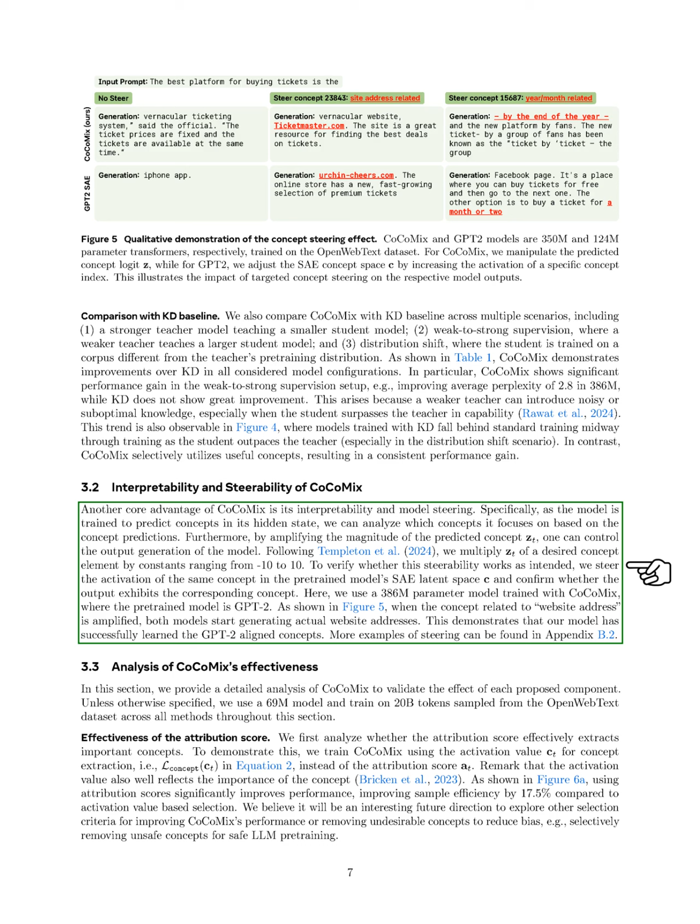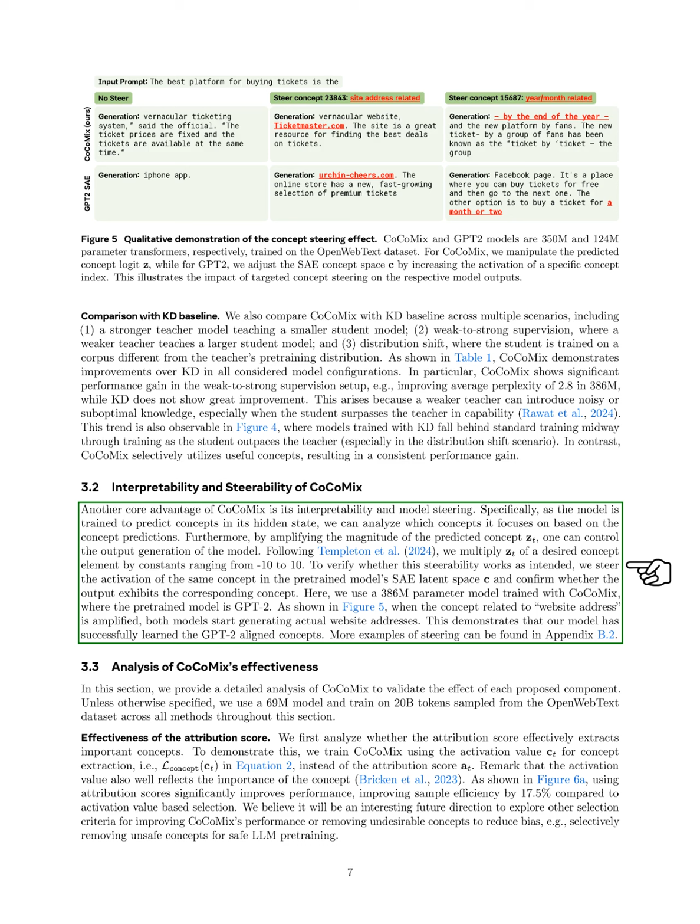For instance, we multiply the predicted concept by values between -10 and 10. To test this steerability, we adjust the activation of the same concept in the pre-trained model's latent space and check if the output reflects that concept. We used a model with 386 million parameters, trained with CoCoMix, based on GPT-2. Our results show that when we amplify the concept related to website address, both models generate actual website addresses, indicating that our model has effectively learned the concepts aligned with GPT-2. More examples of this steering can be found in the appendix.